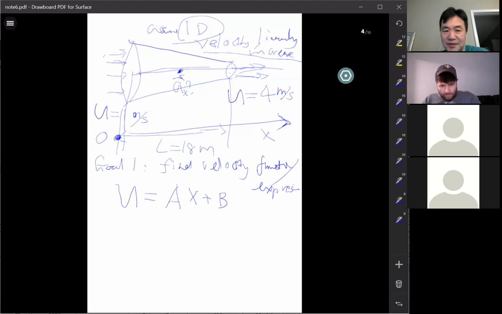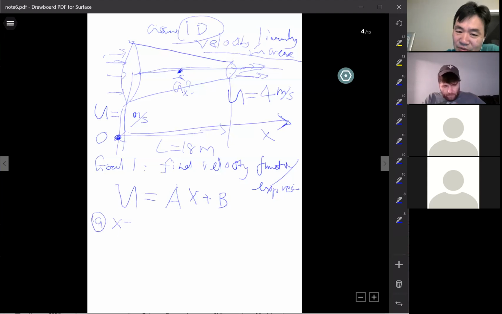Focus. We know u at 0 and we know u at 18. That's right. At x equals 0, your u is given. That's why we need a clearly defined coordinate system. So you know an x value and you know an x value at the outlet too. At x equals 18 meters, what is the velocity? 4 meters per second.